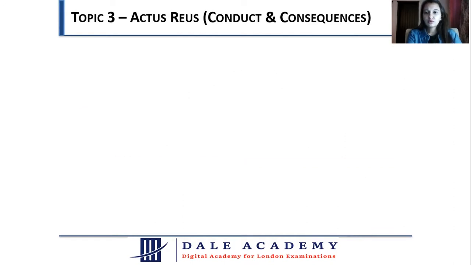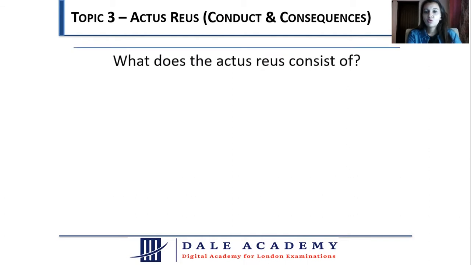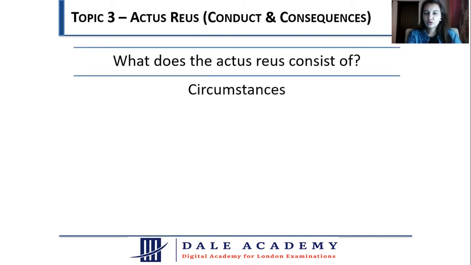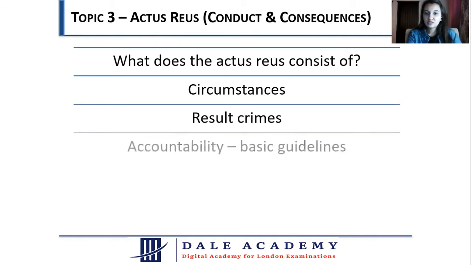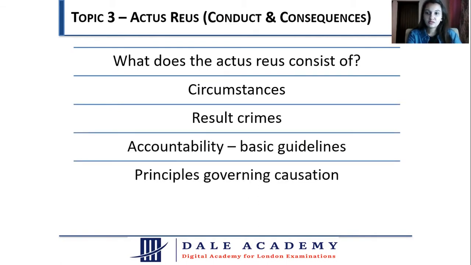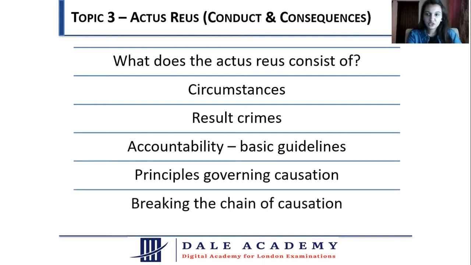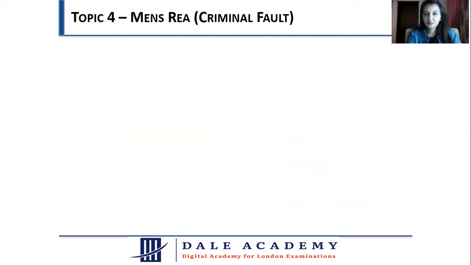We'll then focus on the actus reus, which is the act itself, so the conduct and consequences. What is it that the actus reus consists of? The circumstances, result crimes, accountability, basic guidelines, the principles governing causation, and breaking the chain of causation.